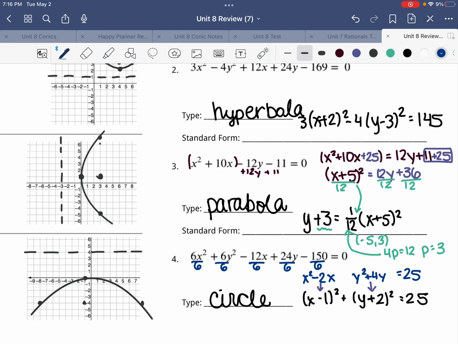So actually, now that I'm doing this, I should probably fix the fact that that means I need to add 1 here and 4 here. So that number at the end should actually not be 25, but it should be 30.